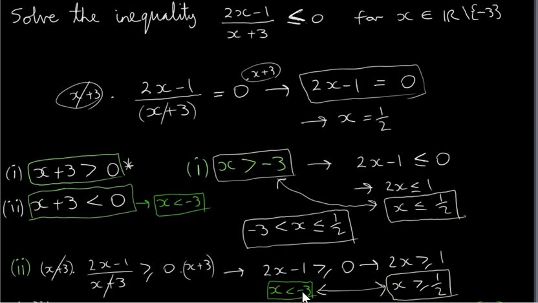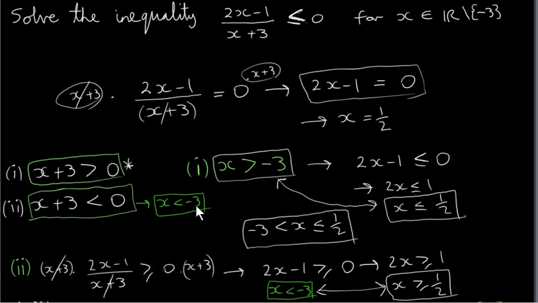So we want values of x that are both less than minus 3 and greater than or equal to a half. Now you can see that there are actually no such values of x that simultaneously satisfy both of these. So there is no solution for this case. In other words, if x plus 3 is less than 0, or if x is less than minus 3, then this inequality doesn't actually have a solution.